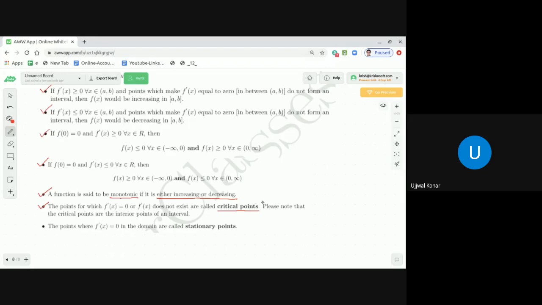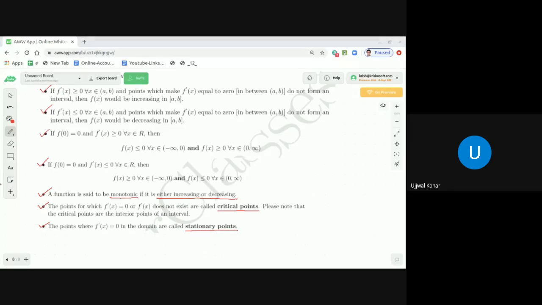And later when we discuss maxima and minima, we will see that critical points play a very vital role in finding the maximum and minimum value of a function. And the next one is that the points where f'(x) equals 0 in the domain are called the stationary points. Okay, so these are the different terminologies, dear students.